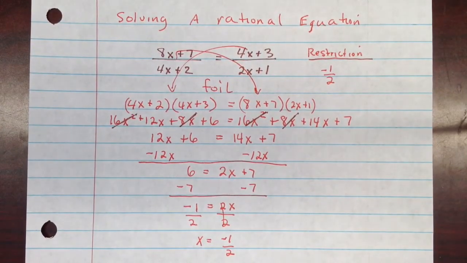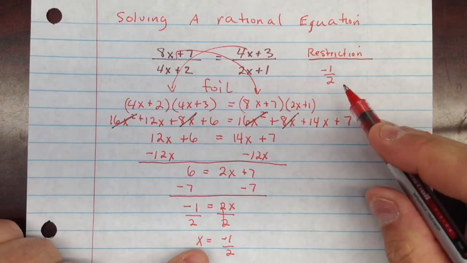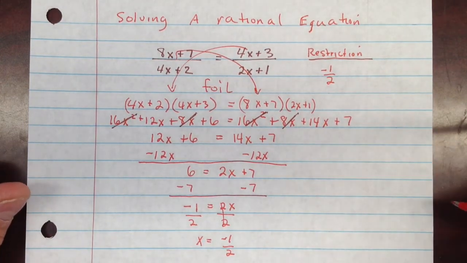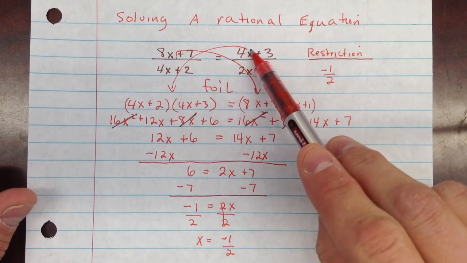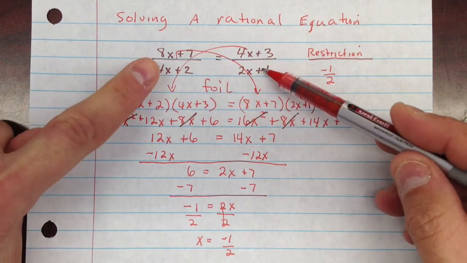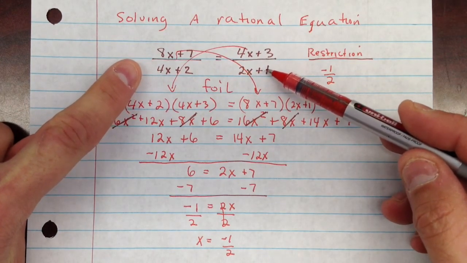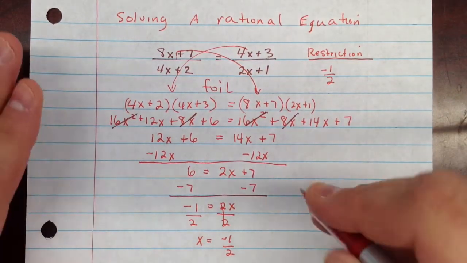Anybody notice anything? That's the restriction, of course. So since there's only one solution, and that's the solution we got, that matches the restriction, that means it's impossible to solve this equation. Because if we do say that negative 1/2 is the solution and put it back in place of these x's here, we're going to find we get zeros in these two denominators. And we cannot divide by 0. Therefore, this equation has no solution.